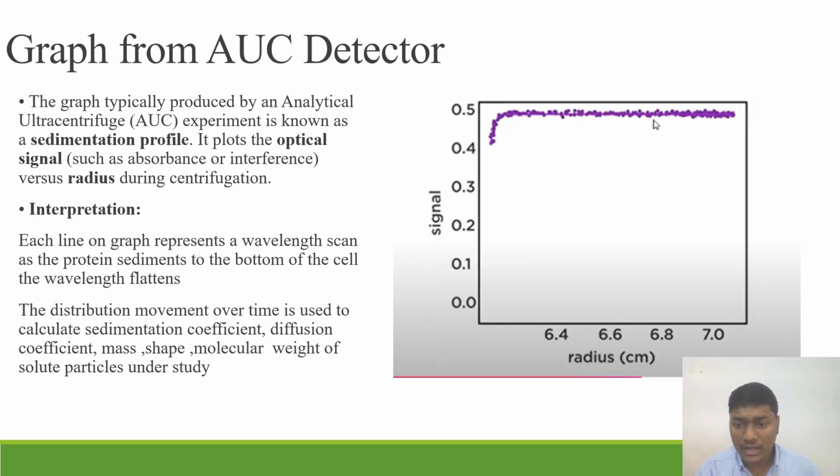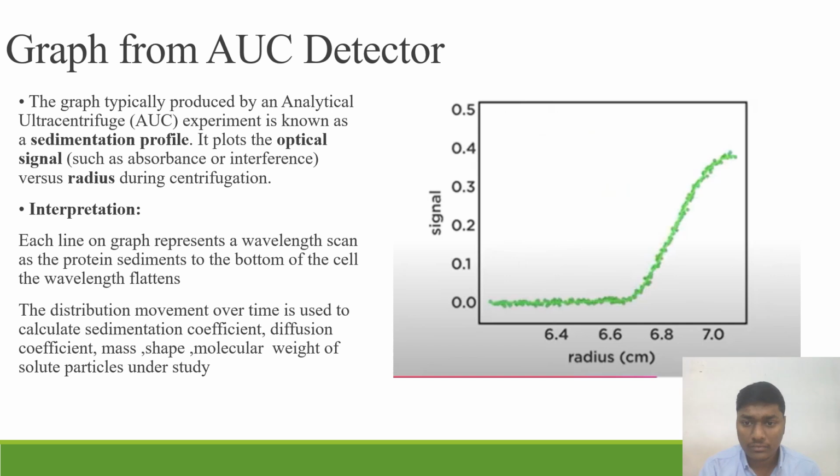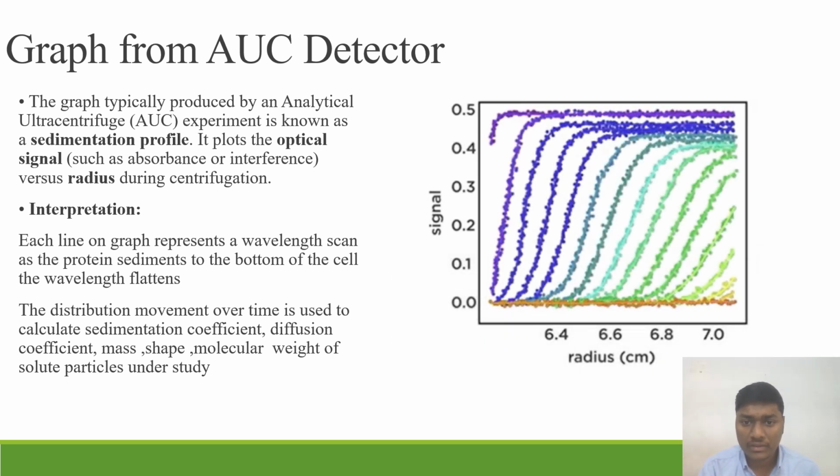Now let's see how a graph looks. From this graph, as you can see, each line on the graph represents a wavelength scan. As the protein sediments to the bottom of the cell, the curve flattens. These are the wavelength scans of the protein. The distribution movement over time is used to calculate the sedimentation coefficient, diffusion coefficient, mass, shape, and molecular weight of the solute particles under study.